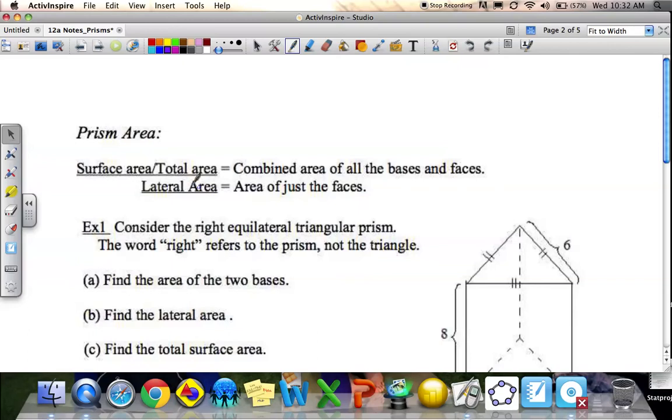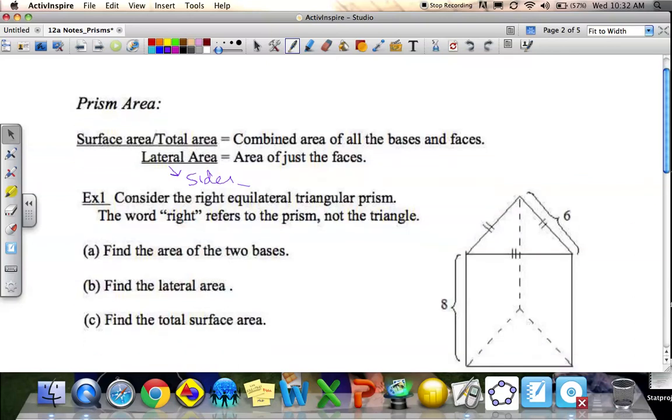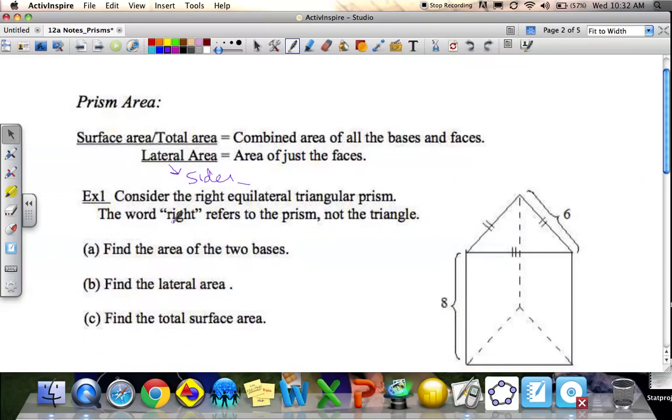This surface area, or the total area, is the combined area of all the bases and faces, and the lateral area is just the side. Lateral again means sides. So considering the right equilateral triangular prism shown, we need to find the area of the 2 bases. Again, right refers to the prism, not the triangle.